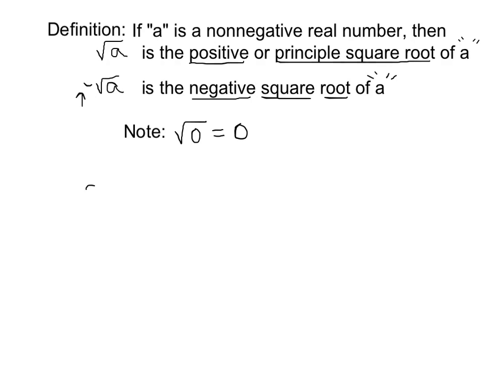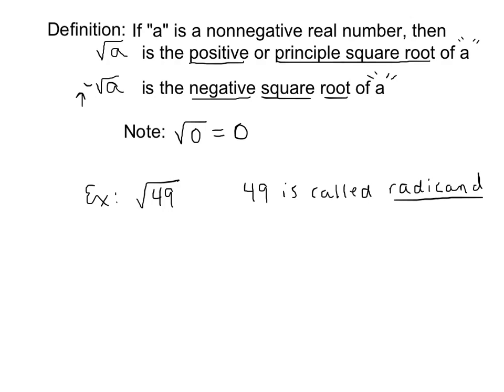So let's start with, for example, the square root of 49. That's been my favorite number today. When we look at the square root of 49, the number 49, or whatever number is underneath the square root, is referred to as the radicand. That's a nice big word. So that's called the radicand.